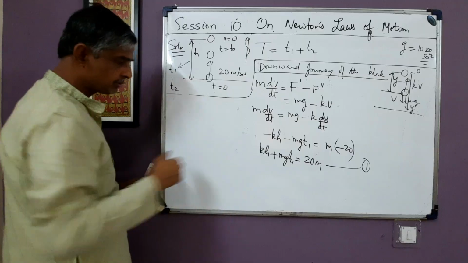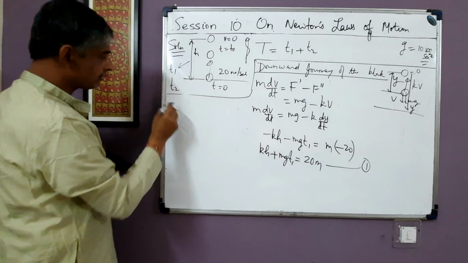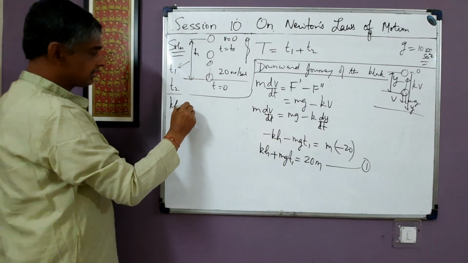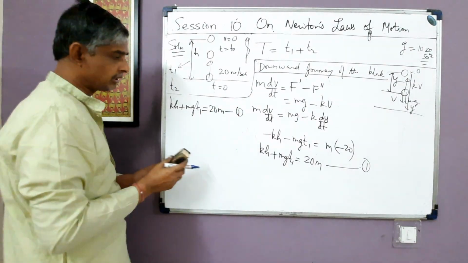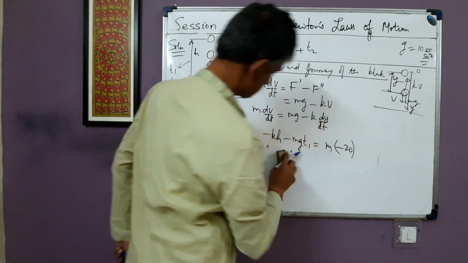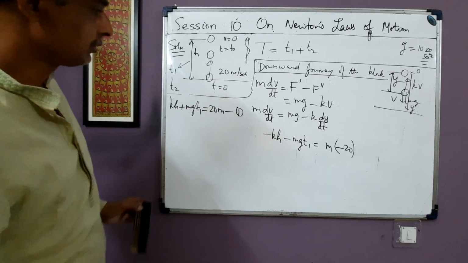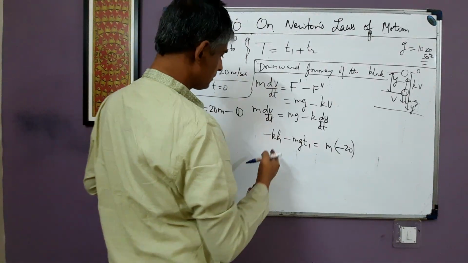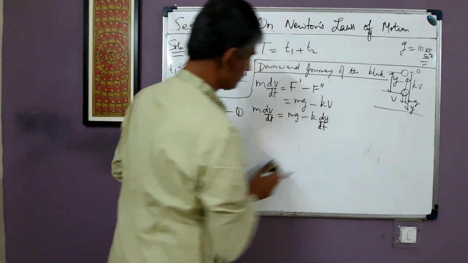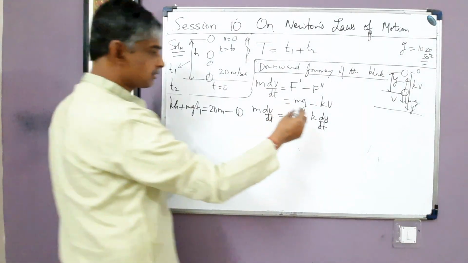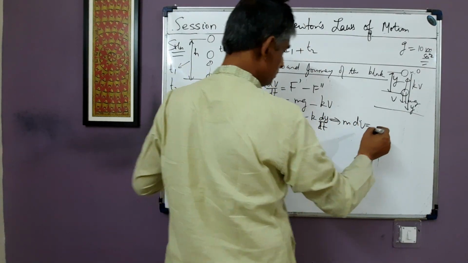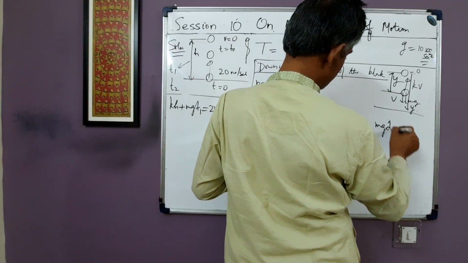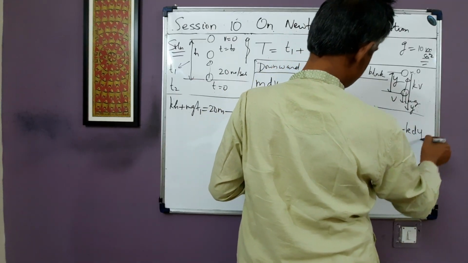See, this equation right here will be used, so I'll write it here: kh plus mg t1 equal to 20m, and this is the first equation. Okay, fine. Now I multiply this by dt again. m dv equals mg dt minus k dy.